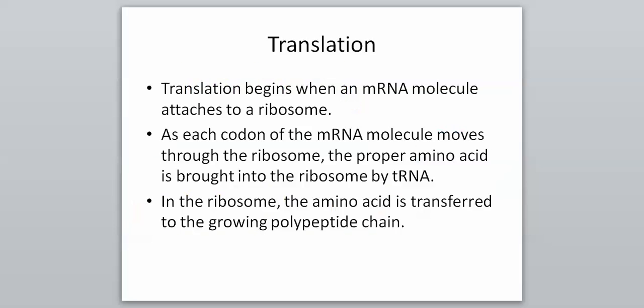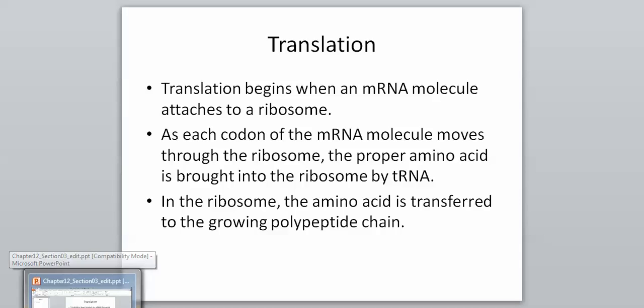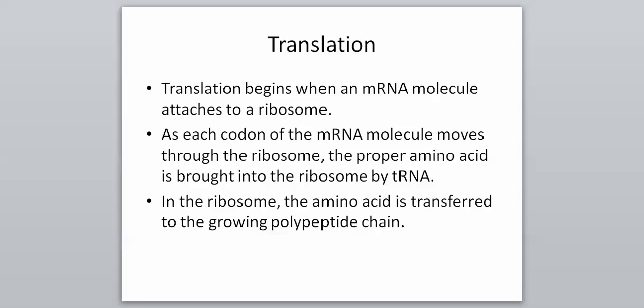Step two is that it begins when an mRNA molecule attaches to the ribosome. As each codon, which remember is the three letters, either A, U, C, or G, of the mRNA molecule moves through the ribosome, the proper amino acid is brought into the ribosome by tRNA. Remember, tRNA is transfer RNA, and its job is to transfer amino acids. It brings the proper amino acid to the ribosome whenever it is needed. In the ribosome, the amino acid is transferred to the growing protein, or polypeptide chain.